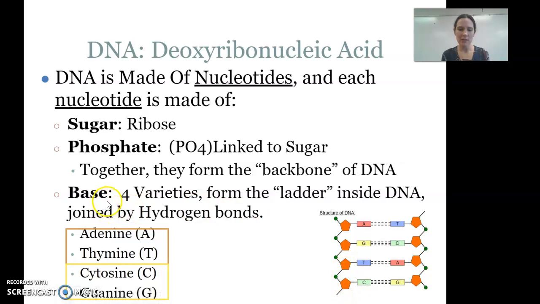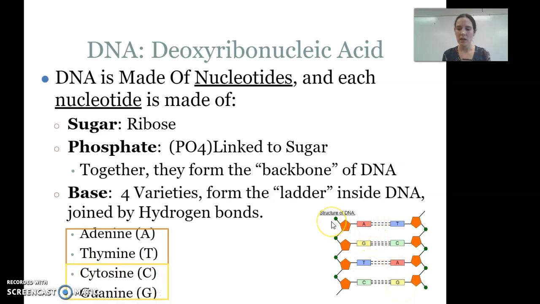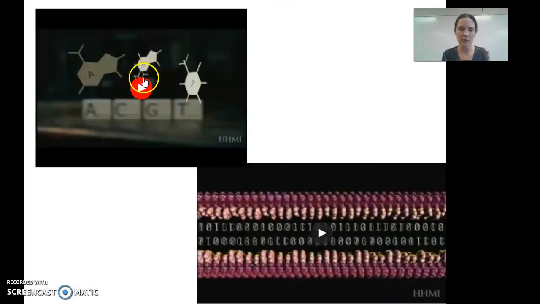And then there are bases. There are 4 bases, adenine, thymine, cytosine, and guanine. Those 4 bases form the ladder or the rungs across the inside of DNA. They are joined together with hydrogen bonds. And I've got a couple quick animations to show you how that works. Let's see if this one will work.